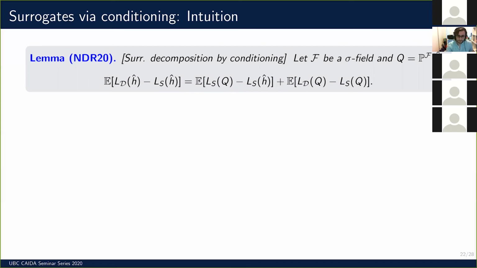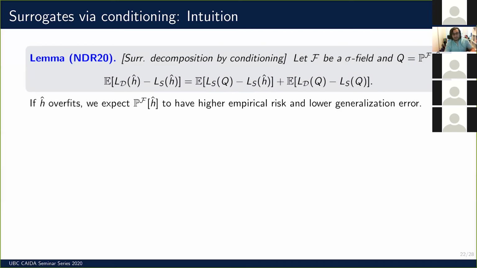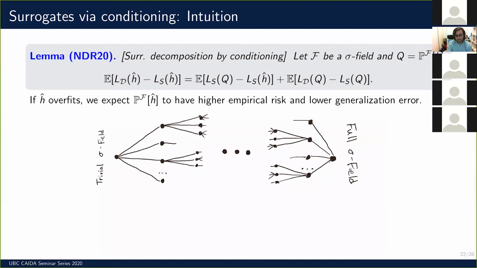And so if H hat overfits the data, we might expect Q, or P given F of H, to have a higher empirical risk and a lower generalization error. And we can think of the whole spectrum of possible things we could condition on. At the left side of this diagram, we're not conditioning on anything. On the right side, we're conditioning on everything. And there's a plethora of combinations of things that we could have conditioned on in between, which I've represented as a lattice because you could think of it being represented by collections of random variables with subsets.